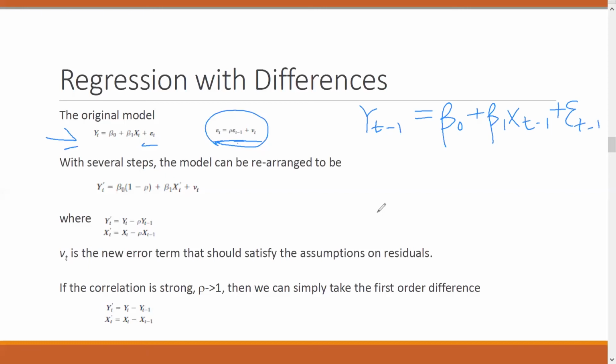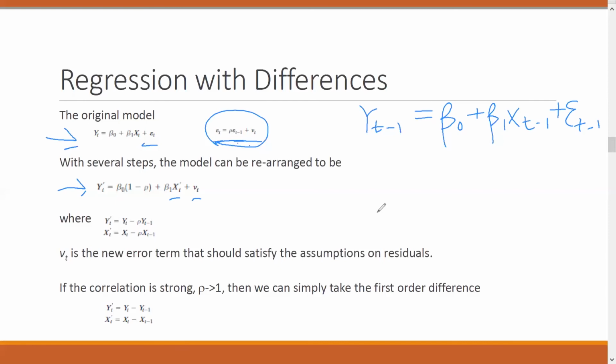All right, so when we combine all of these three equations together, without showing you all the details and the steps of manipulation, it can be rearranged to be the following equation. All right, so we have y prime t equal to, the y-intercept turns out to be beta 0 times (1 minus rho), plus beta 1, our original slope coefficient, times x prime t, plus a new error term v_t, okay?